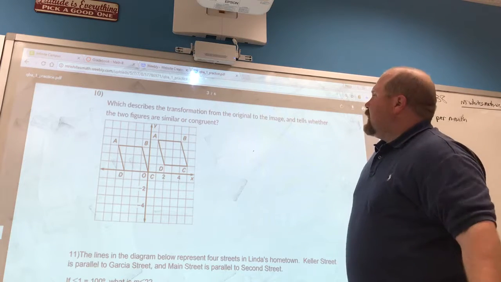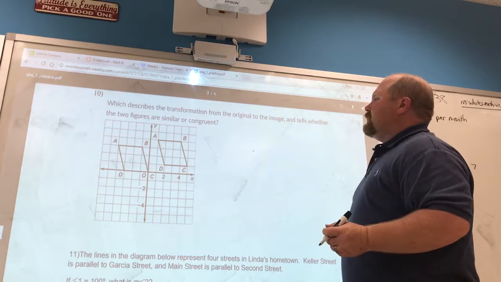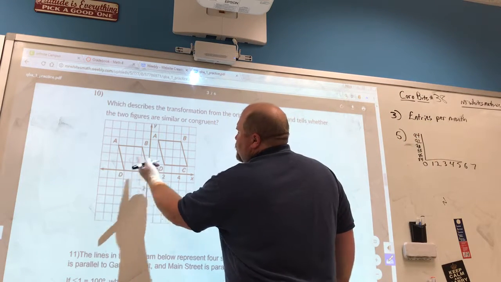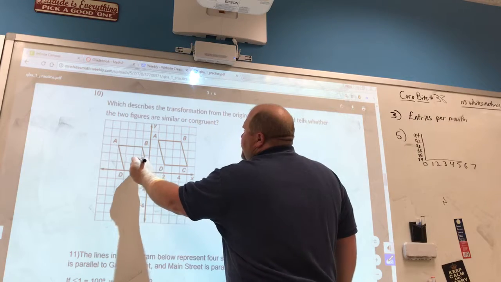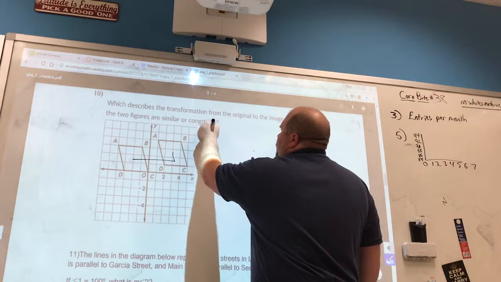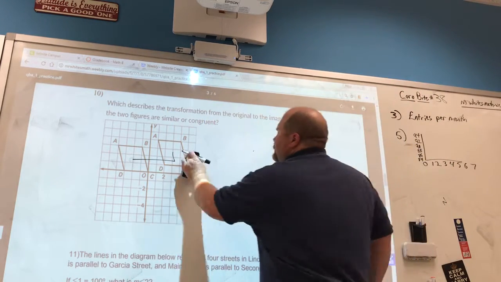10. Which describes the transformation from the original to the image and tells whether the 2 figures are similar or congruent. This is another one where it doesn't actually have prime symbols, so you don't know which one is the original, but either way, it's going to be a slide. So this is a translation, and they are congruent. They're the same size and shape. Translation, congruent.